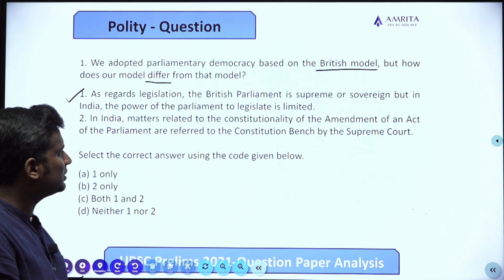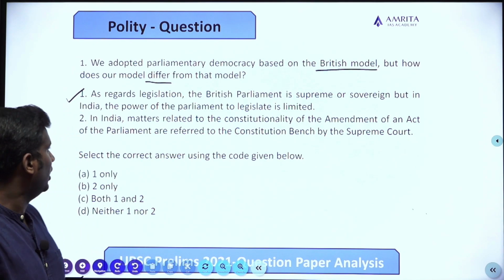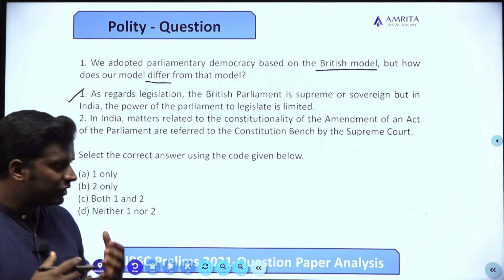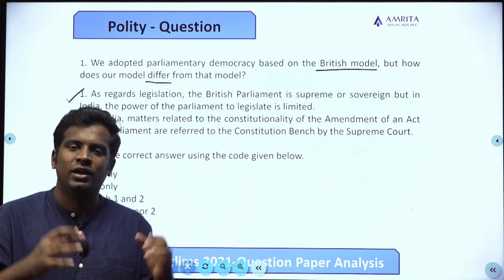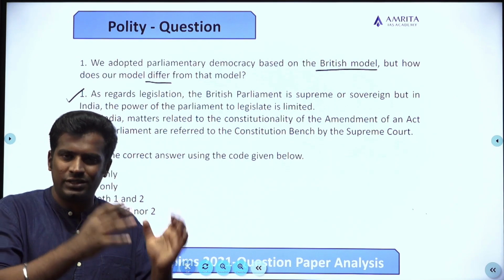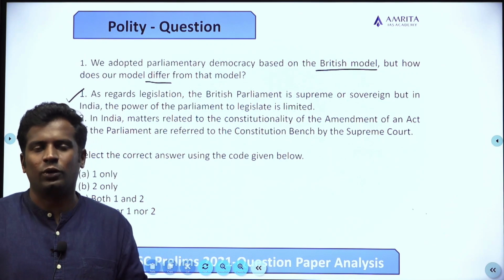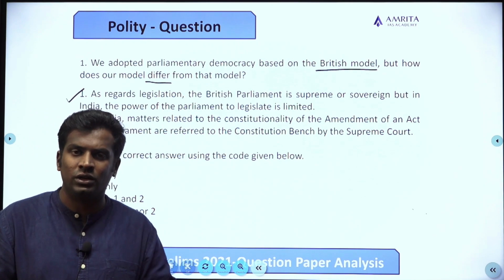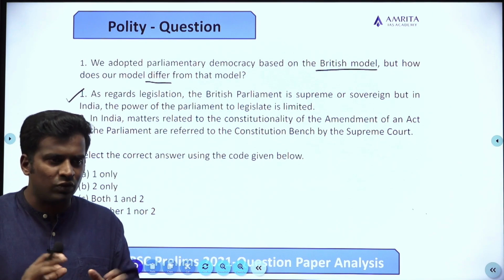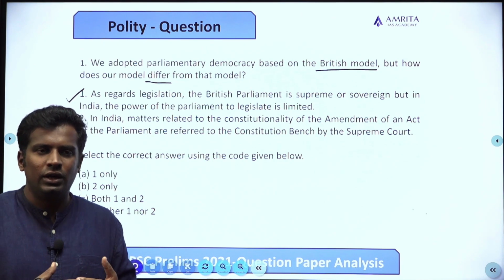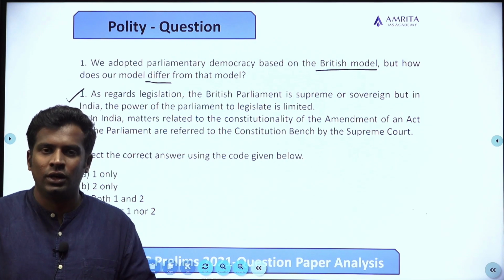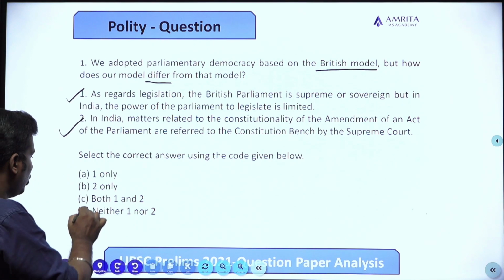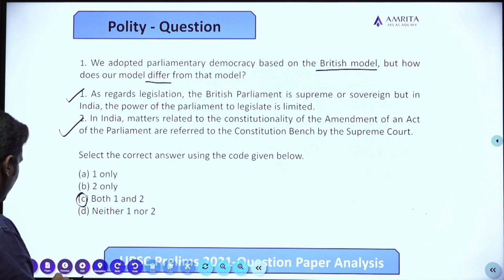The second statement, in India, matters related to the constitutionality of the amendment of an act of the Parliament are referred to the constitution bench by the Supreme Court. Yes, the second statement is right. With regards to the constitutionality of the amendment or an act, the Supreme Court does have the power to refer it to a constitution bench, and this power is present mainly for the Indian Supreme Court. I think India is the only country which has this power. Therefore, the Supreme Court in our country is highly valued when you compare it with the Supreme Courts of other countries. So, the second statement is also right. In this case, the answer is option C. Okay, we'll go for the next question.